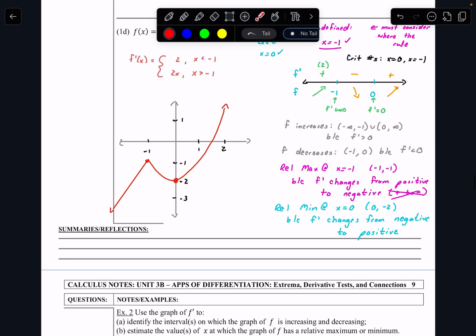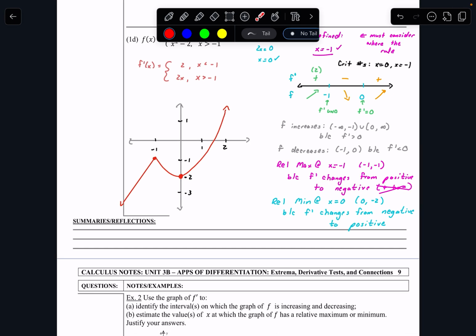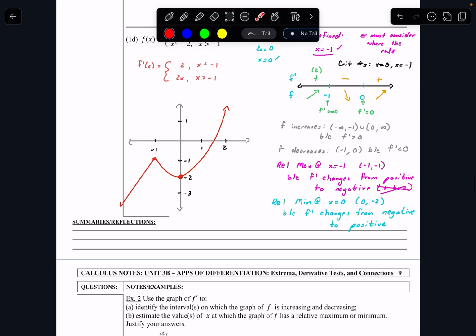So that is the shape. So here's your quadratic with a relative minimum at (0, -2), and a relative maximum at (-1, -1), just through analysis of the derivative.